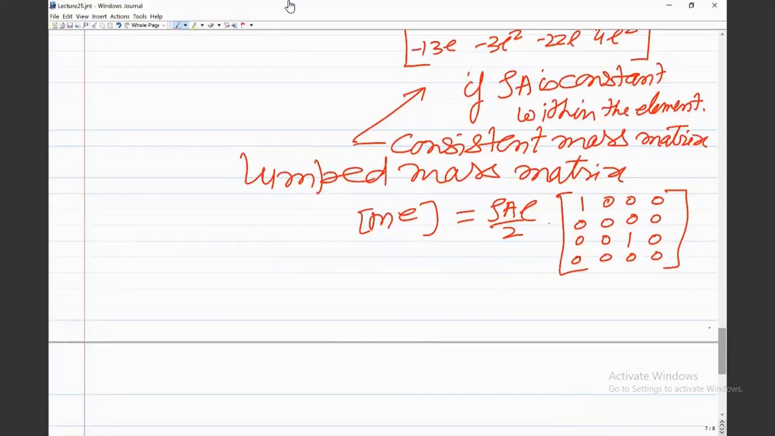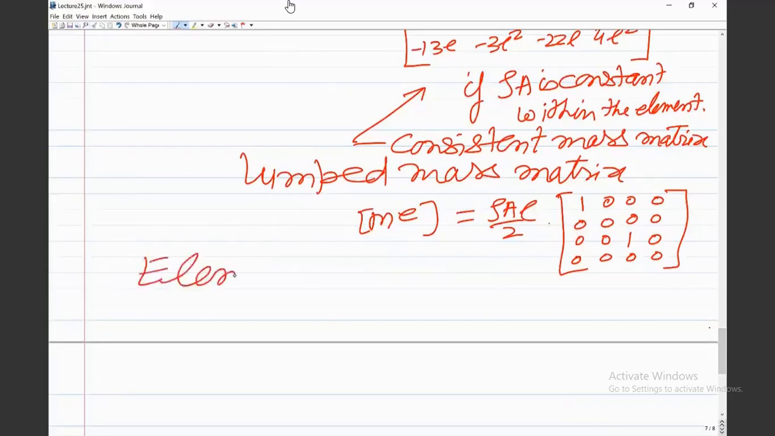So there are other ways of obtaining the lumped mass matrix from the consistent mass matrix. First, you retain only the diagonal terms and then make sure that the sum of the two diagonal elements corresponding to the translational degrees of freedom is equal to the total mass. That way also you can derive the lumped mass matrix. So there are different ways.